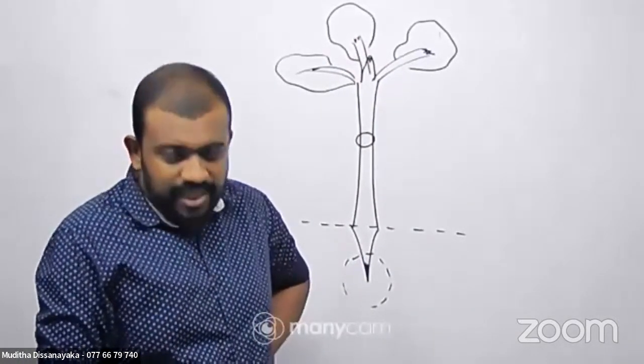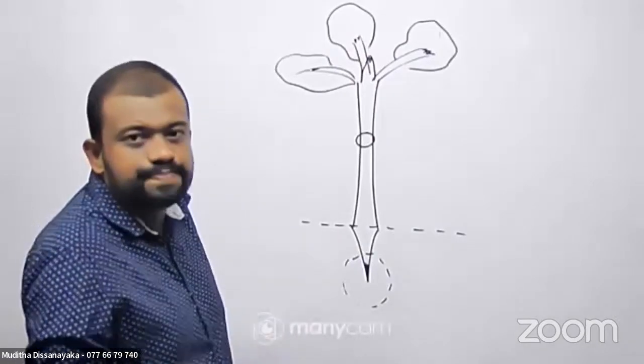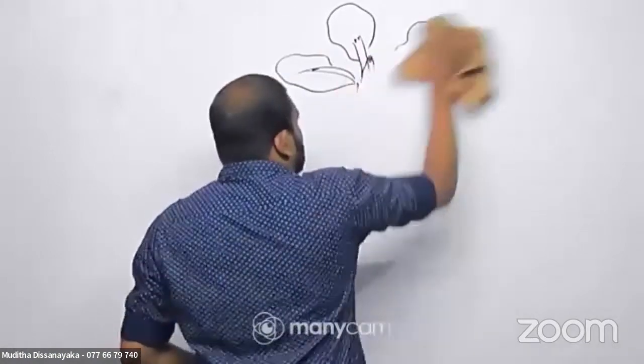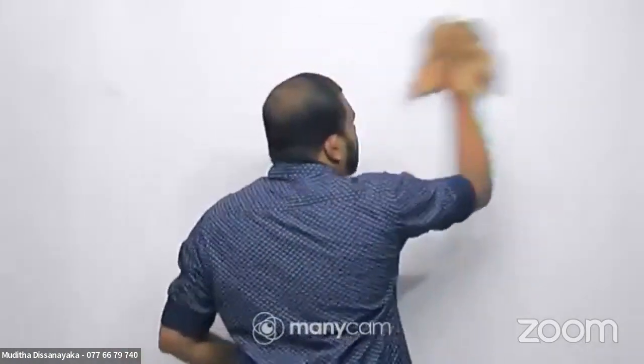Alright, children? Then let's go. The first place is the root itself. Let's talk about the root. We discussed the root.